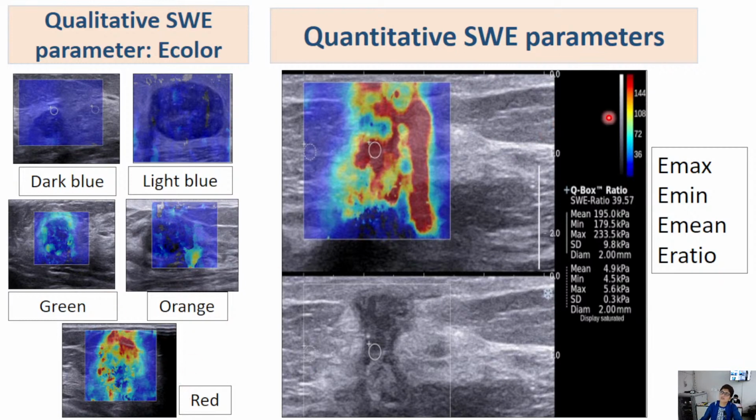Similarly, we have quantitative shear wave elastography parameters, which include the E max, E minimum, E mean, and the E ratio. This is the elasticity value, and this elasticity value is given in terms of kilopascal.